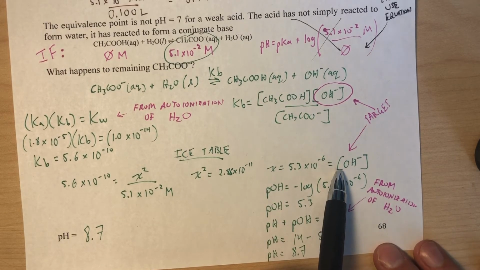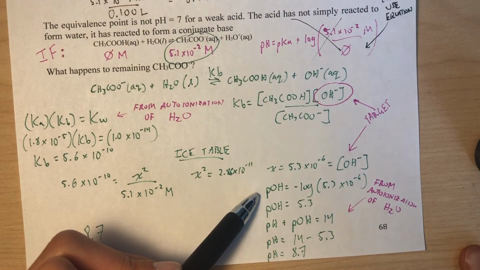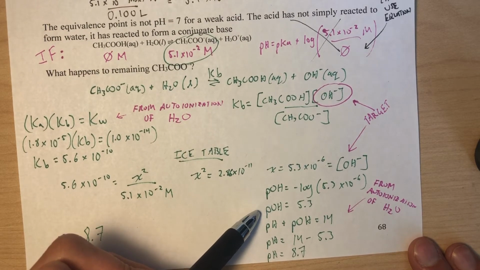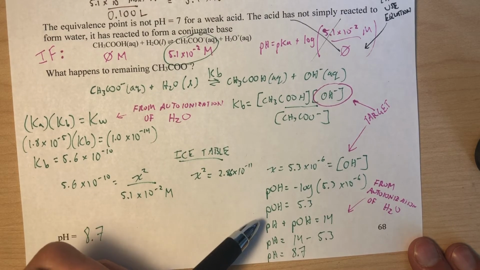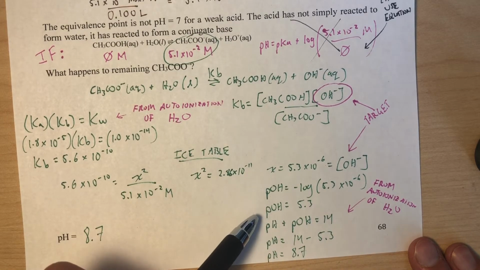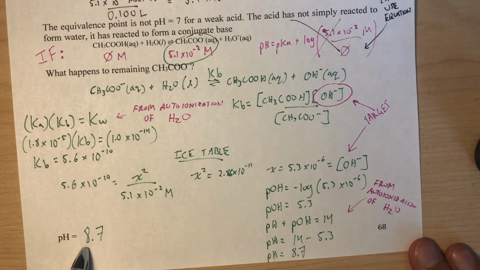Now that we have our hydroxide concentration, getting to pH is pretty straightforward. You can take the negative log of 5.3 times 10 to the negative 6, and that's going to be equal to pOH. Our pOH is then calculated to be 5.3. pH plus pOH is equal to 14, which again comes from the autoionization of water. And then pH is going to be equal to 14 minus 5.3, a pH of 8.7. So that's our pH at this point in the curve. So this is the equivalence point for this weak acid. It ends up being higher than neutral, so it's slightly basic.